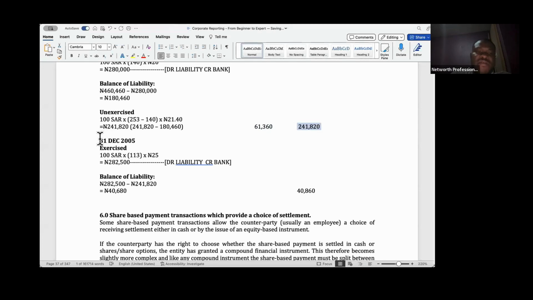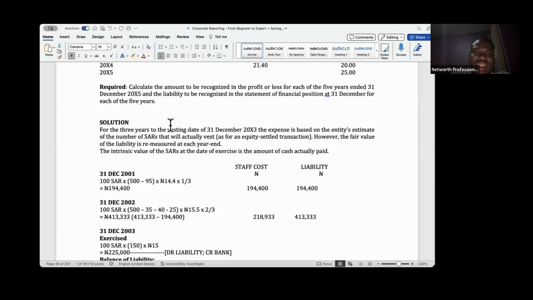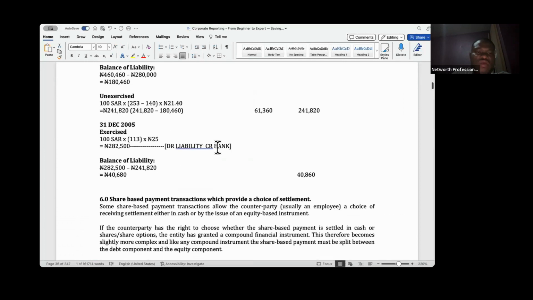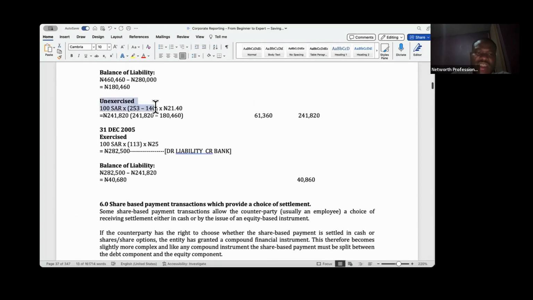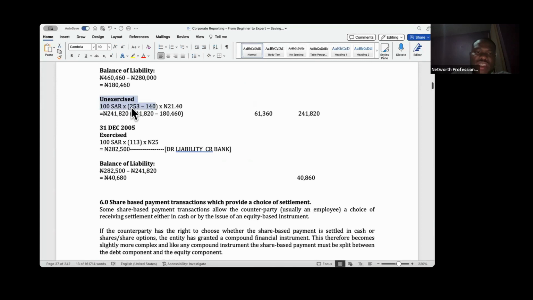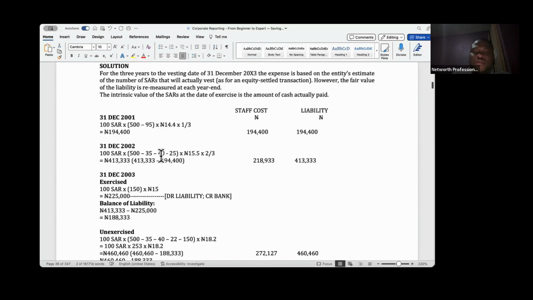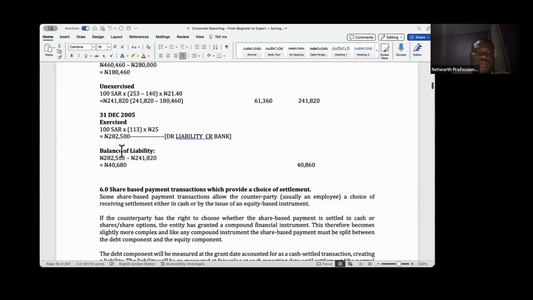Now, in year 5, they told me that the remaining 113 exercised. The remaining 113 exercised in 2005, which coincided with our calculation of the unexercised people. If you do 253 minus 140, that's 113, which is the remaining people that have exercised. They are going to exercise at the intrinsic value at 2005, which is 25. So 100 times 113 times 25.